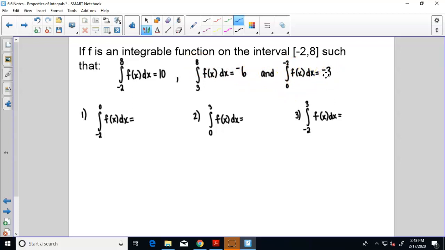Okay? So let's start with number 1. The integral from -2 to 0. So if we look up here at the information they've given us, it's a lot like that third piece of information they gave us. The only difference is that the intervals are switched, right? Rather than going from 0 to -2, which, by the way, is a backwards interval, you're going from a higher number to a lower number, is -3. So the integral from -2 to 0 would just be +3.